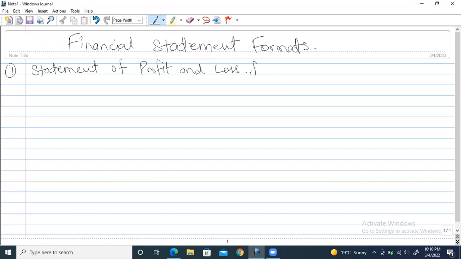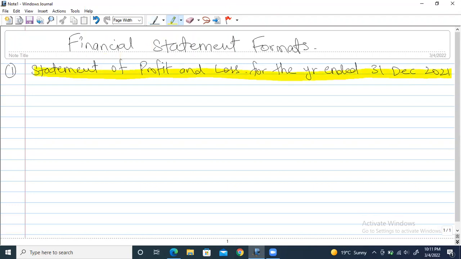So statement of profit and loss. The phrase is for the year ended, let's say 31st December 2021. Okay. So this is the full heading. What happens is that businesses create this whenever they are finalizing the year, whenever they're finishing the year, right? So all the financial statements are created at the year end, after the 12 months have passed. Okay. So first of all, we are discussing the statement of profit and loss for the year ended 31st December. It can be any year end.